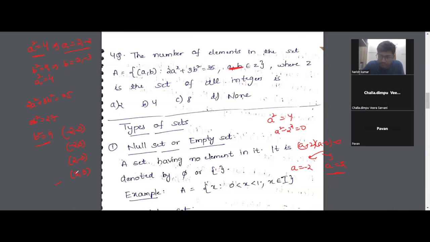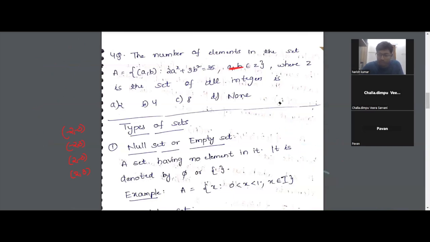Clear? We are not yet done. Still there can be more possibilities. Let's explore them as well. But as of now, we got 4 ordered pairs.